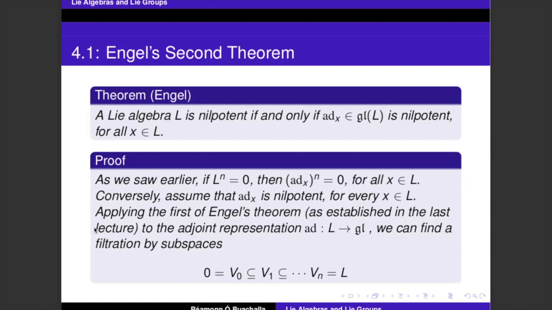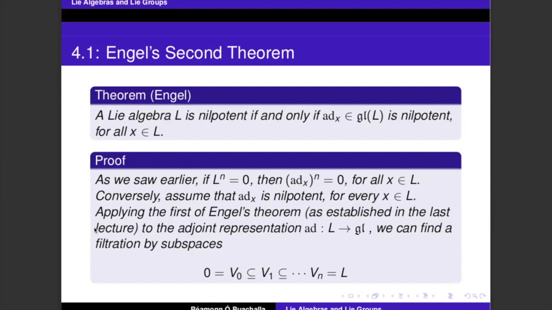As we saw when we first introduced nilpotent, if you go back to the earlier lectures, if the lower central series L^n of a nilpotent algebra is equal to 0, then we must have that ad(x) to the power n is equal to 0 for all x. That was just an easy consequence of the definition. On the other hand, this is an if and only if, so let's now try to go in the other direction.